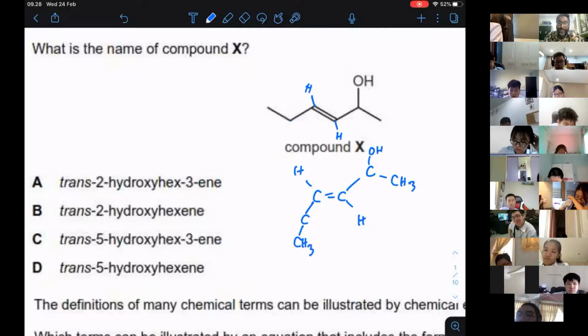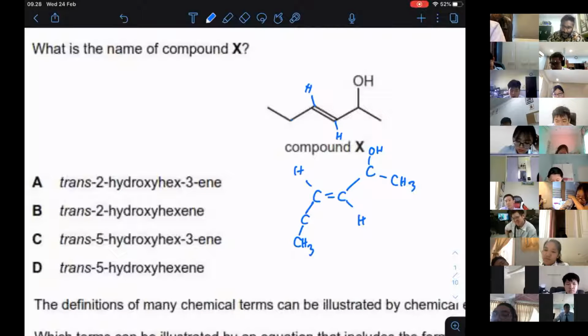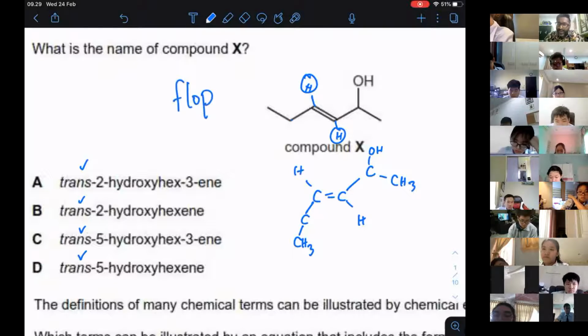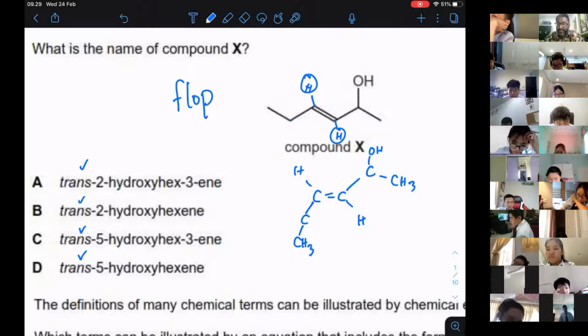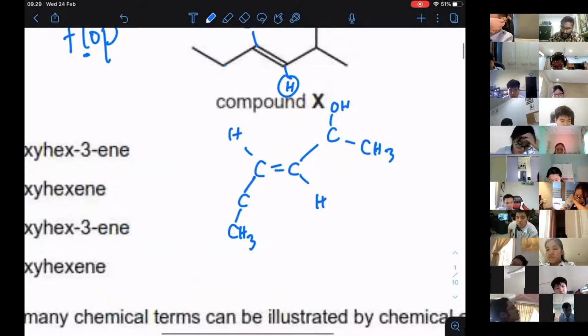Now, if I want to name this, I know first it's going to be trans, because you can see it's a cross. So this is definitely trans, but I do not know what is going to be the overall name. Naming the overall, you follow the same method, FLOP: find the functional group. So the functional groups are a double bond and also alcohol. Priority is given to the double bond. Then find out the longest carbon chain.